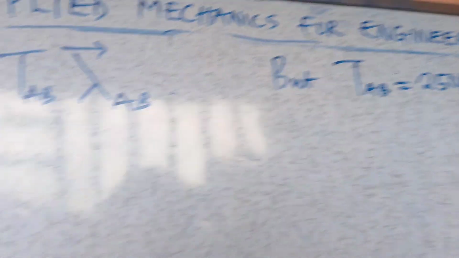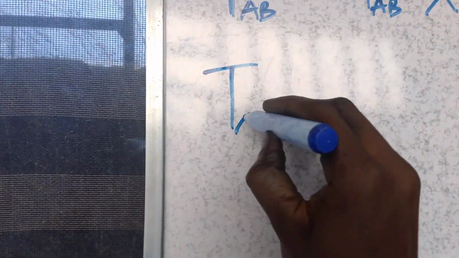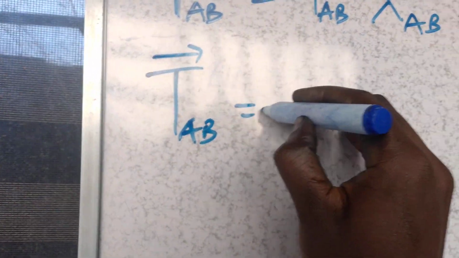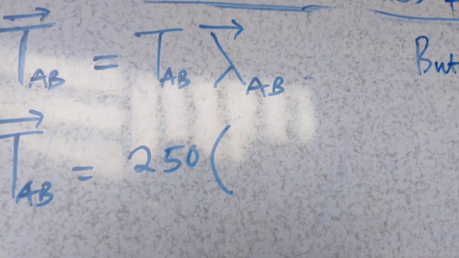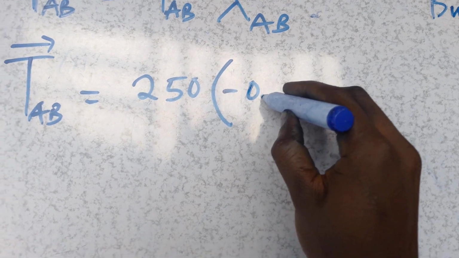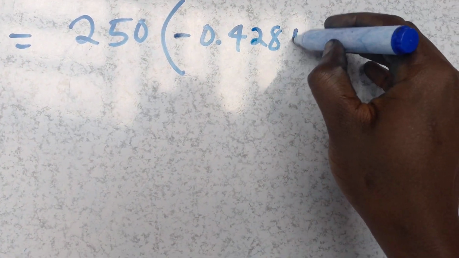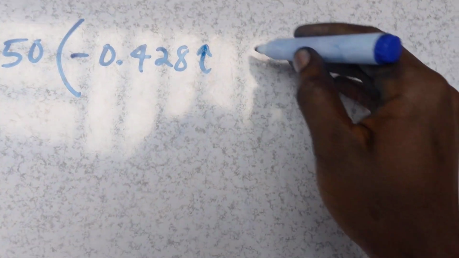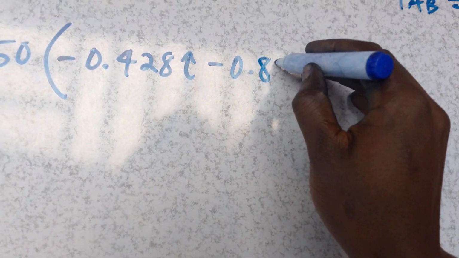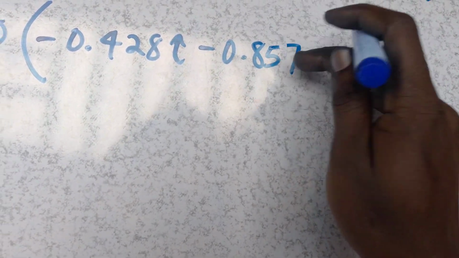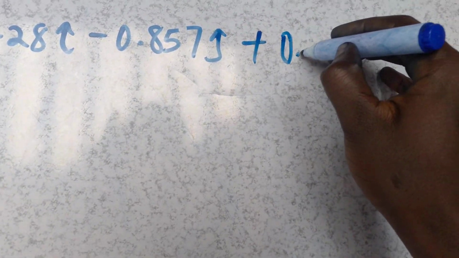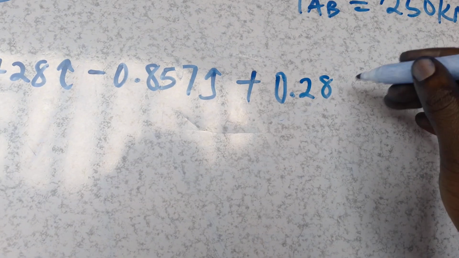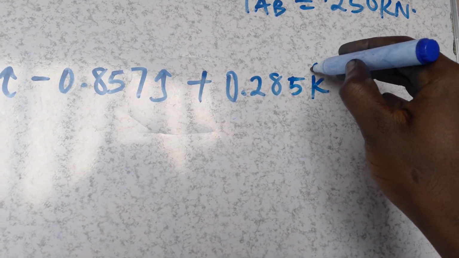It's 250 kilonewton. So that means the vector TAB is equal to 250 multiplied by, putting the value of lambda AB there, minus 0.428I minus 0.857J plus 0.285K.